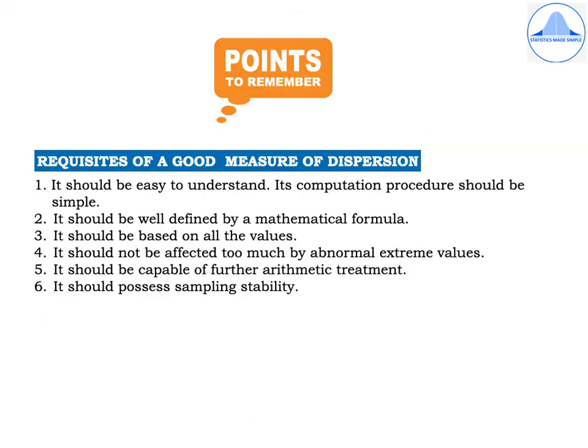Let us now discuss some of the requisites of a good measure of dispersion. First, it should be easy to understand. Its computation procedure should be simple. Second, it should be well defined by a mathematical formula. Third, it should be based on all the values. Fourth, it should not be affected too much by abnormal extreme values. Fifth, it should be capable of further arithmetic treatment. And sixth, it should possess sampling stability.